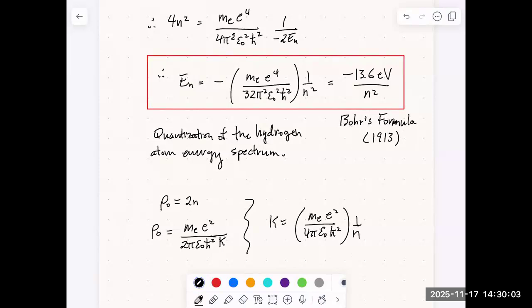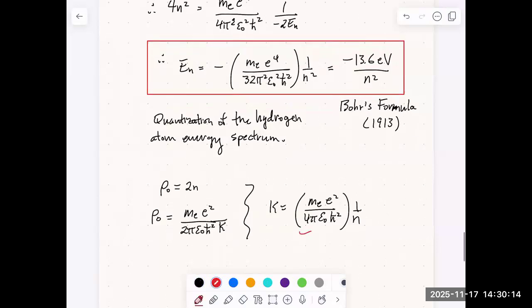All of these constants inside the brackets have units of distance, position, or length. Let's say length is best. So all of this is defined as A, and this is the Bohr radius. And so we could write kappa as A over n.